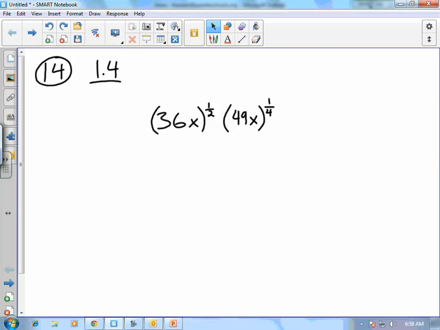Homework help for problem number 14 on section 1.4. So they want us to simplify this: 36x to the 1/2 times 49x to the 1/4. And in order to do this, we're going to need three rules.